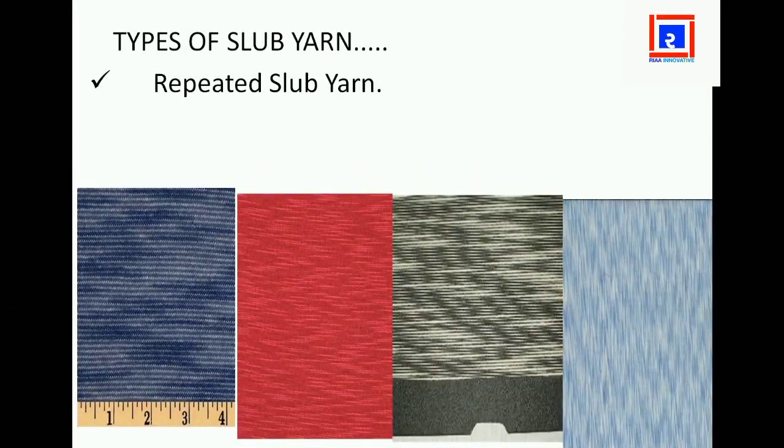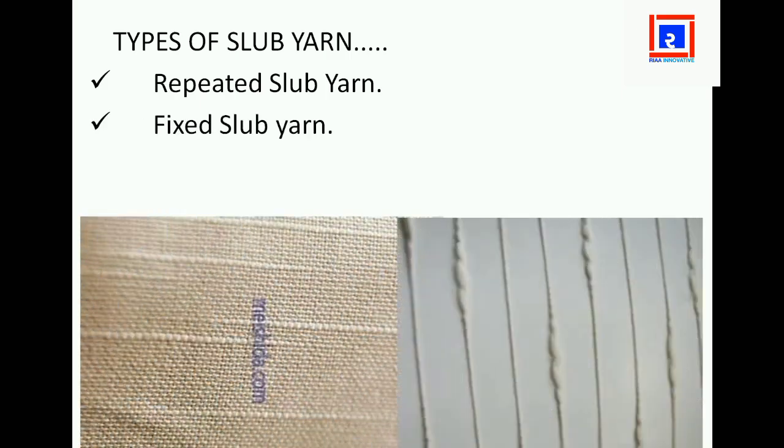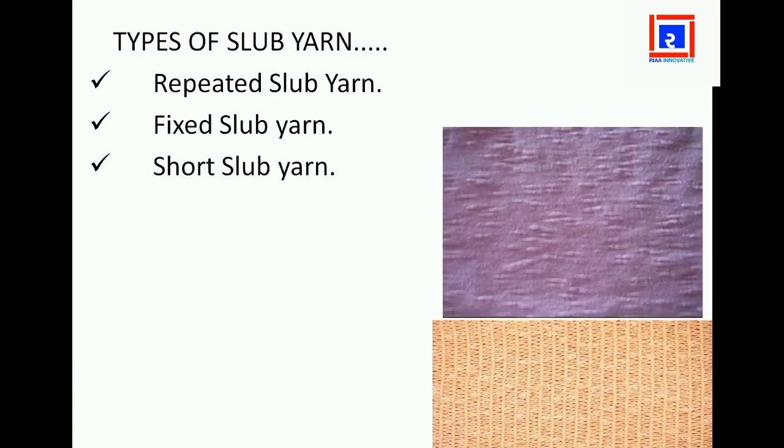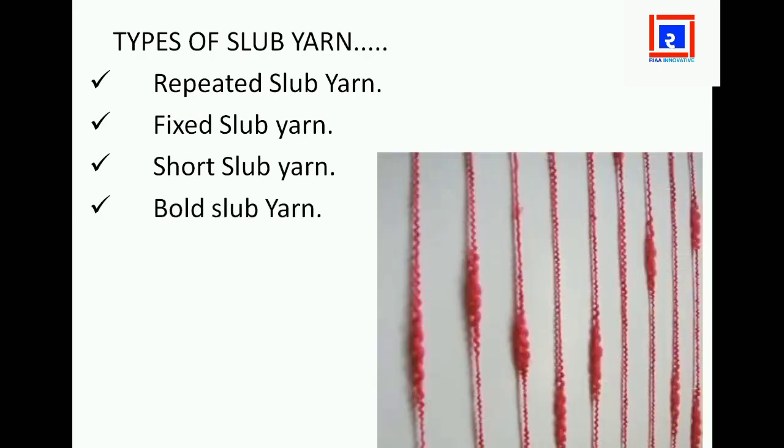Now let us see the types. In this type of yarn, the slub length and pause length are fixed. So in the fabric, there is a wavy effect on the appearance. Fixed slub yarn. In this type of yarn, slub length is fixed but the pause length is variable. So on the fabric there is a prominent effect of slub. Short slub yarn. In this type of yarn, the slub length is below 30 mm, which gives a small slub effect on the fabric. Bold slub yarn.